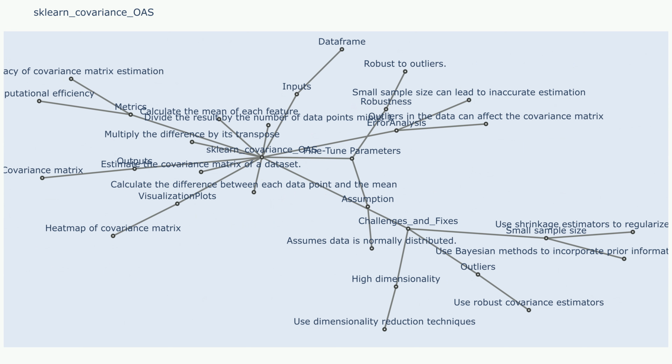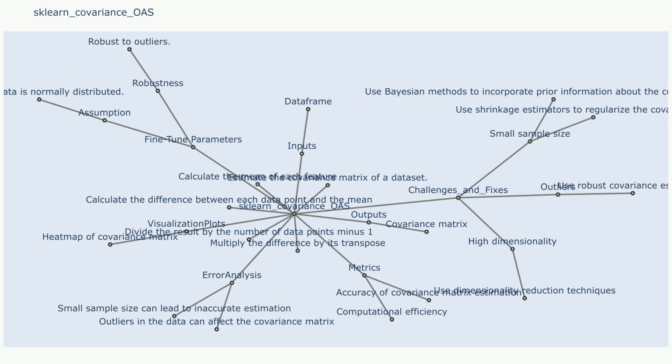Step 2. Explain in detail shrinkage. Once a robust estimate is obtained, OAS applies a shrinkage process. The final covariance matrix is a weighted average of the robust estimate and a simpler, more stable estimate, often the identity matrix. The shrinkage parameter controls the balance between these two estimates.